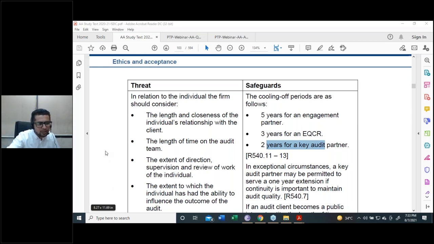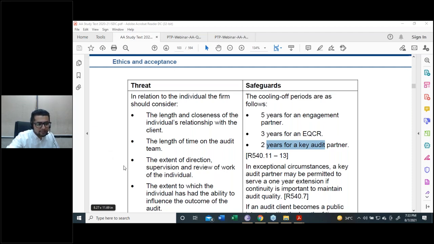Geeta is asking, what is a cooling period for an external auditor? If there is a familiarity threat, you need to serve a cooling off period of 5 years. You have to stay away.